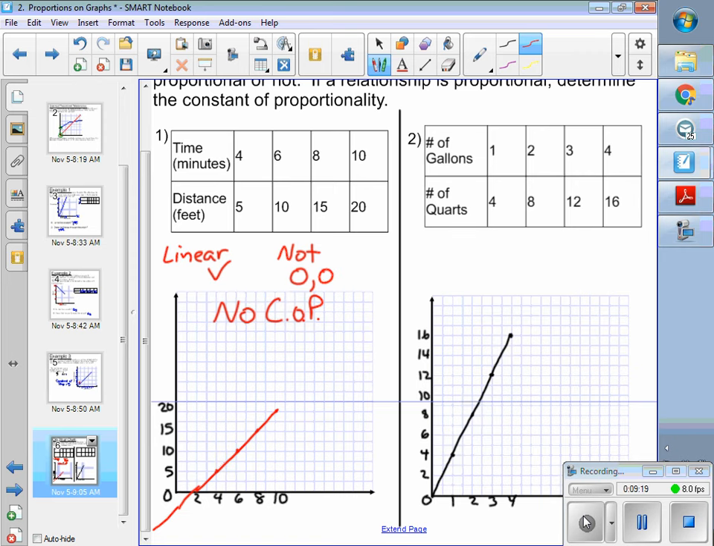Number 2, when we look at it, it is linear, and it goes through the origin. Check. So then our next question is, what is our constant of proportionality? So when I look, when x is 1, what is y? And I don't know if you guys are seeing this real clearly right here. I'm making the note. X is 1, y is 4. So our constant of proportionality is 4.